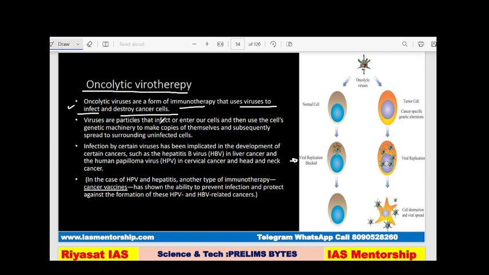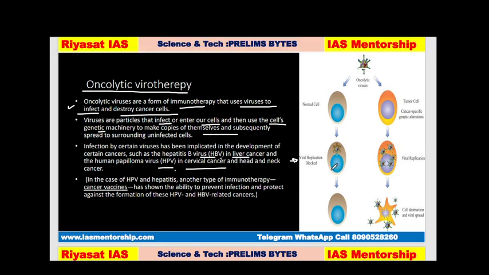Okay. Basically, what are viruses? They are particles that infect or enter our cells and then use the cell's genetic machinery to make copies subsequently. So viruses copy themselves in our body and we can understand it. They can also cause the development of cancers. Hepatitis B virus is responsible for liver cancer. Remember it, HPV, human papilloma virus, is responsible for cervical cancer. Clear? So this is a good type of therapy which can be used to destroy the cancer cells.